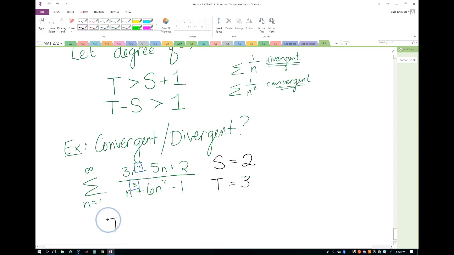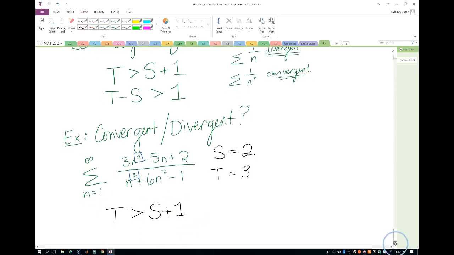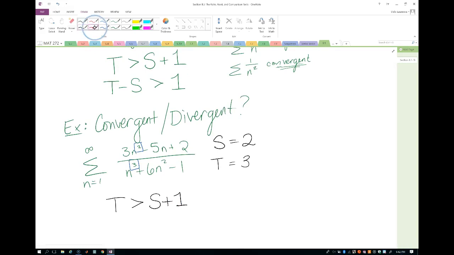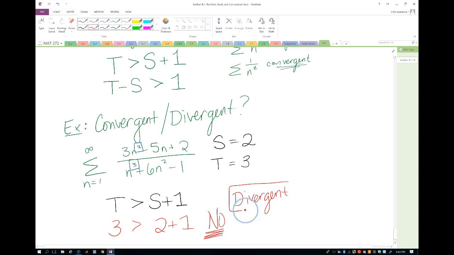And we need T to be greater than S plus 1. If you plug your numbers into this, T is 3, S is 2. Is 3 strictly greater than 2 plus 1? It's not. We need more than 1 unit difference between those in order for it to be convergent. So therefore, this one would be divergent, and we could simply justify this by saying the polynomial test. So this will make a lot of the problems a lot easier that look like they might be set up kind of like p-series, but much more complicated.